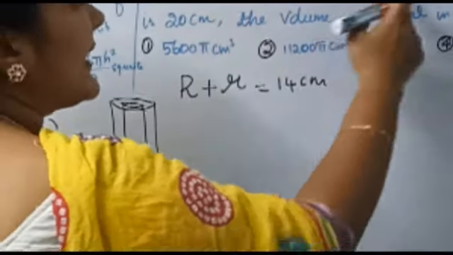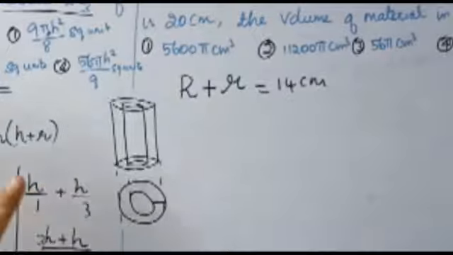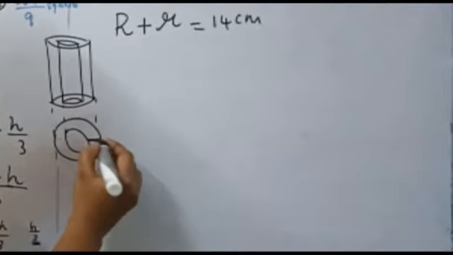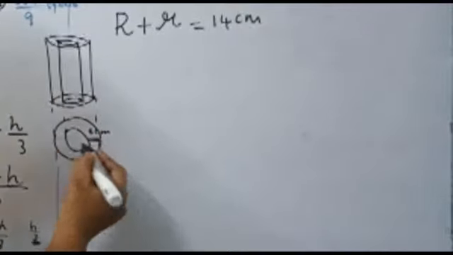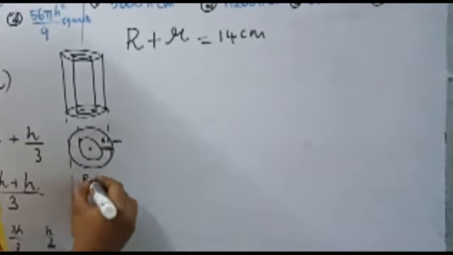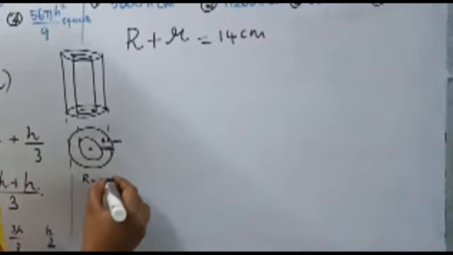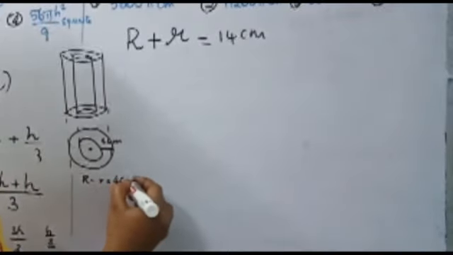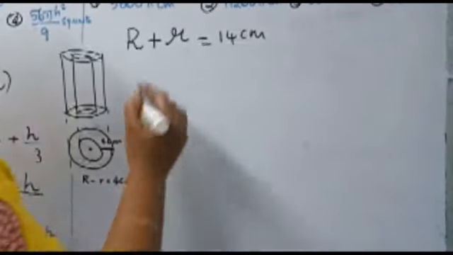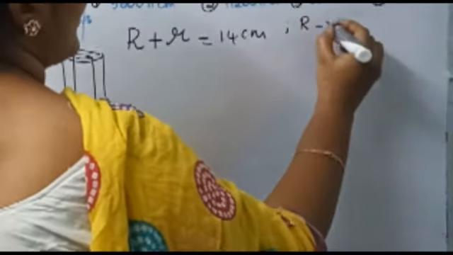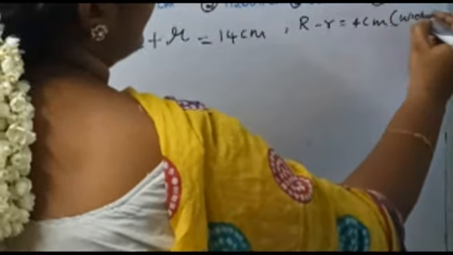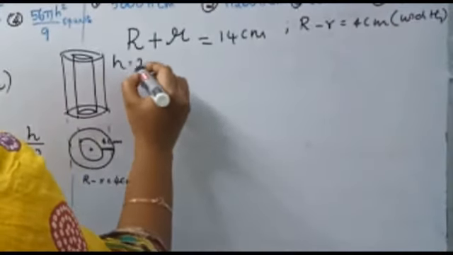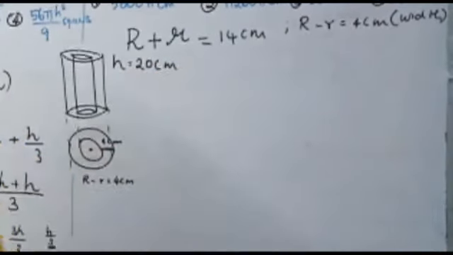Next, the width is 4 centimeter. What does it mean? Width is the thickness of the ring. This part is 4 centimeter. Width means the thickness of the ring. Okay, va? From the center to the external radius minus the center to the internal radius will give you the width. Okay, va? That is capital R minus small r is equal to 4 centimeter. This is the width. Height is 20 centimeter. The volume of material is asked. Okay.